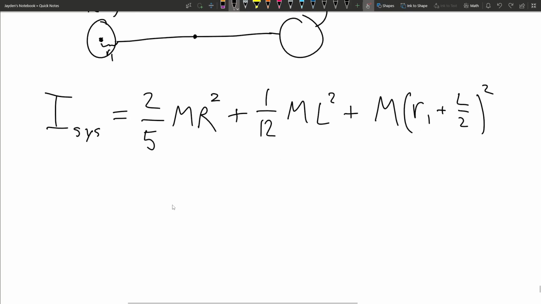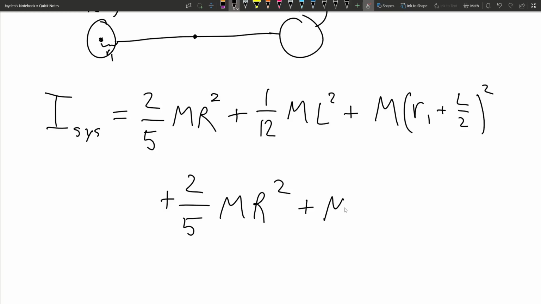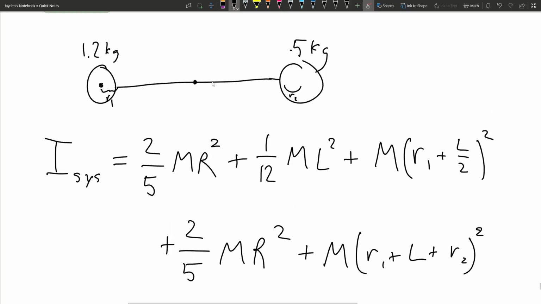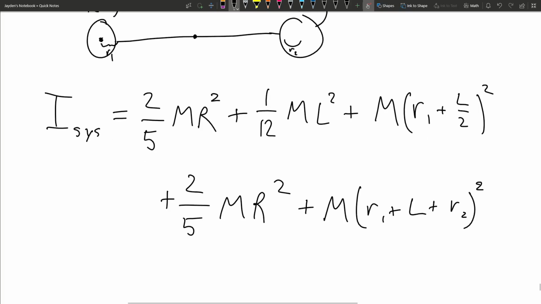So that'd be plus 2/5 M r squared plus M, the mass of that second sphere, times r1 plus L plus r2, let's say this is r2, squared. And this formula will get you the moment of inertia about this one point. So yeah, that's it.